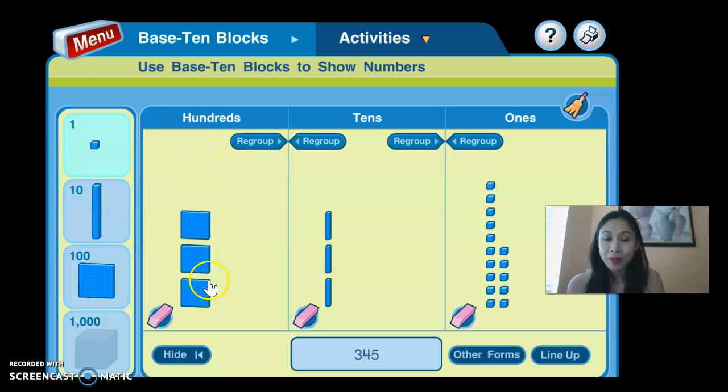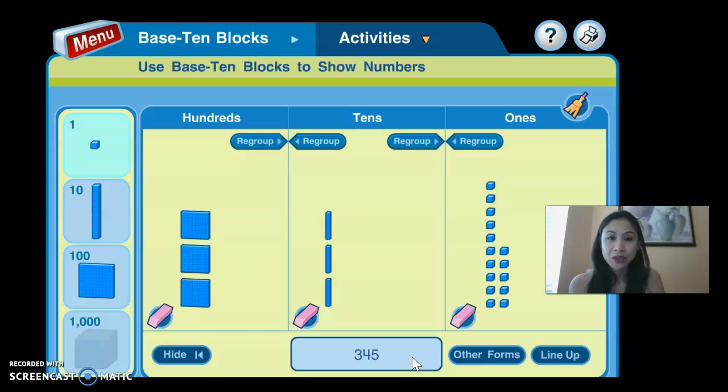We did not regroup the hundreds place, so the hundreds place stayed the same with 3 flats. Look at the value. It is still 345. The only thing that changed in this problem is that we rearranged the pictures, different pictures, without changing the value.